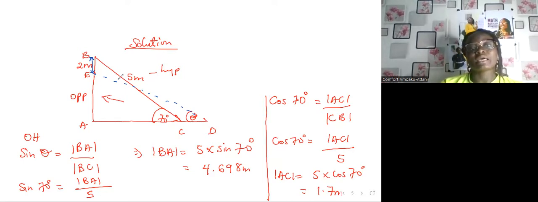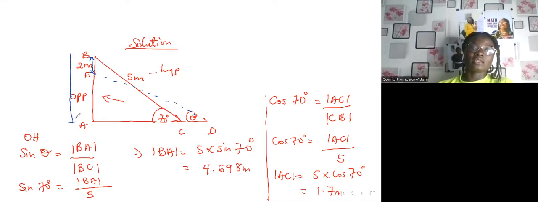Taking this right angle triangle, that's the bigger one. Okay, this angle here is directly opposite to this side and hypotenuse to this side. This side has been given. So it becomes SOH. So sine theta is equal to opposite over hypotenuse. The opposite side BA forms the height of the wall. So BA over CB, okay.